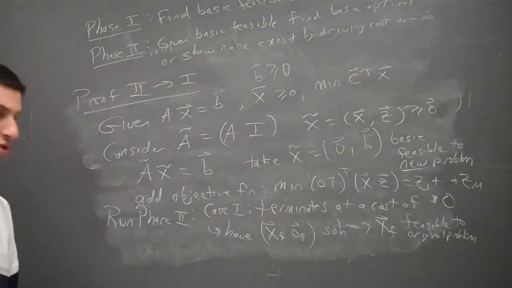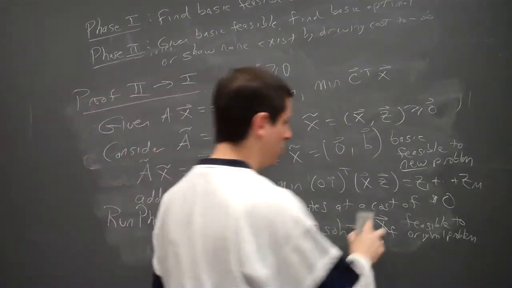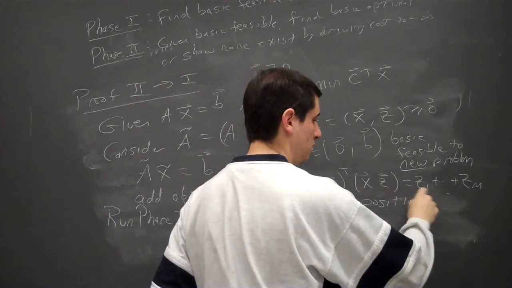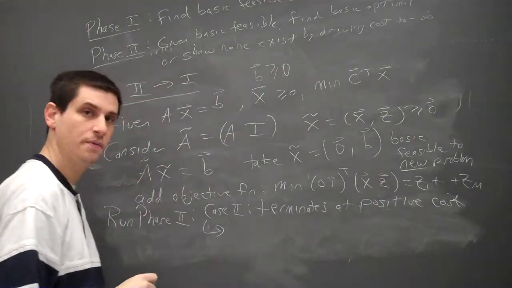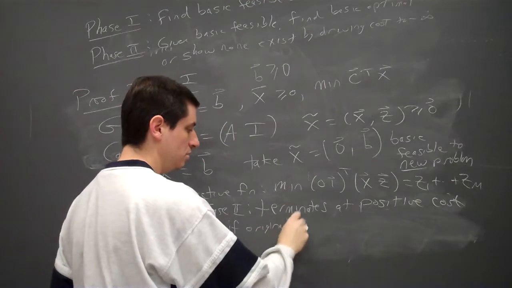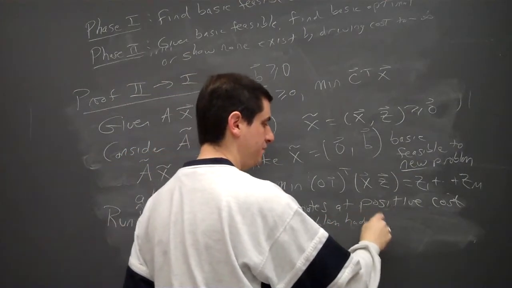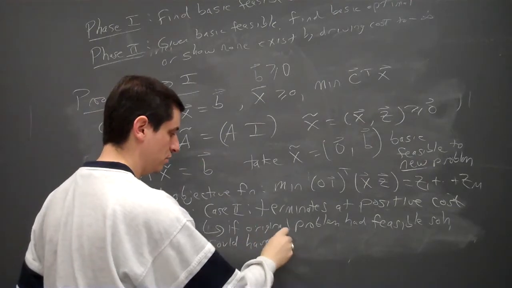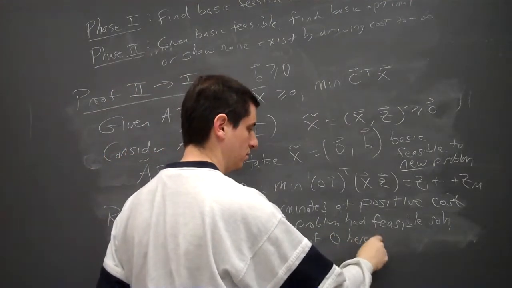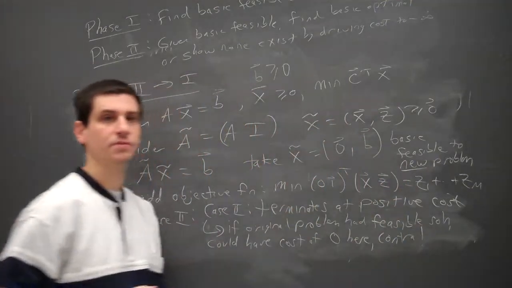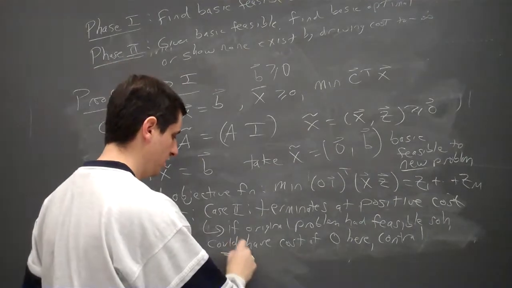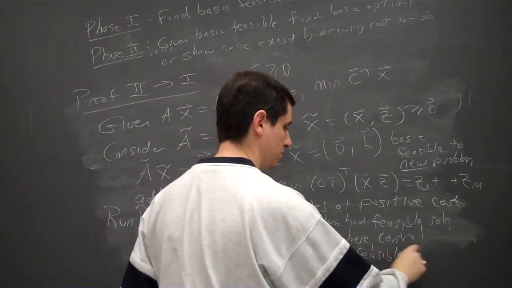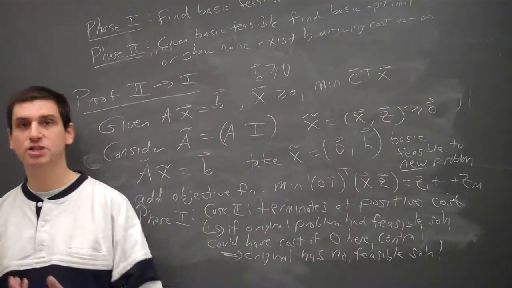So case 1 was, let's say it terminates at a cost of 0. Case 2 terminates at a positive cost. What does this mean? If the original problem had a feasible solution, we could have a cost of 0 here, contradiction. Therefore, the original problem does not have a solution. Therefore, the original has no feasible solution. And that's the proof of phase 1 of the simplex.